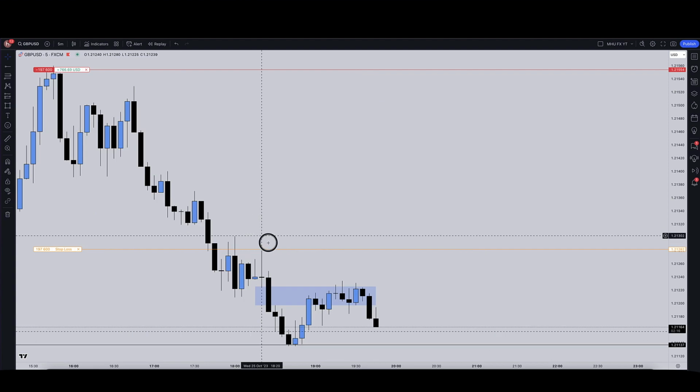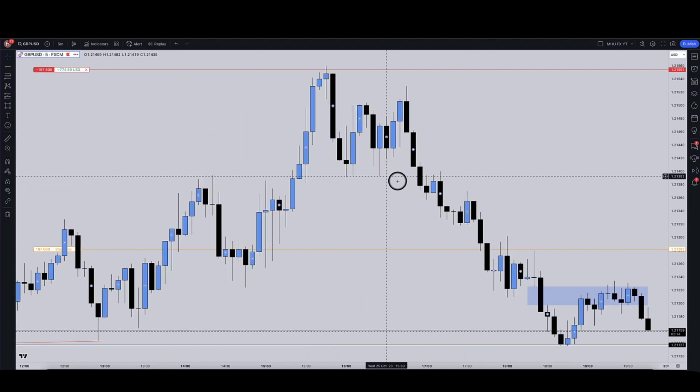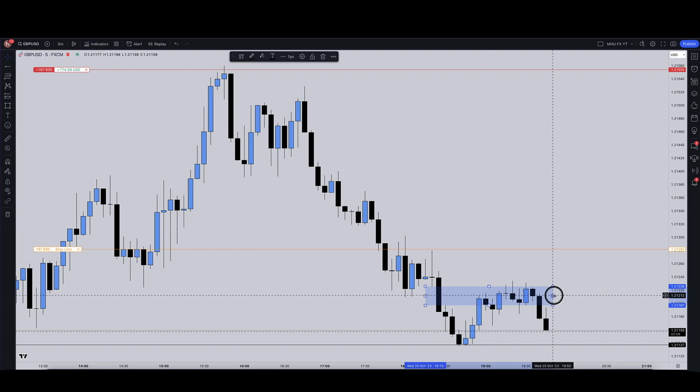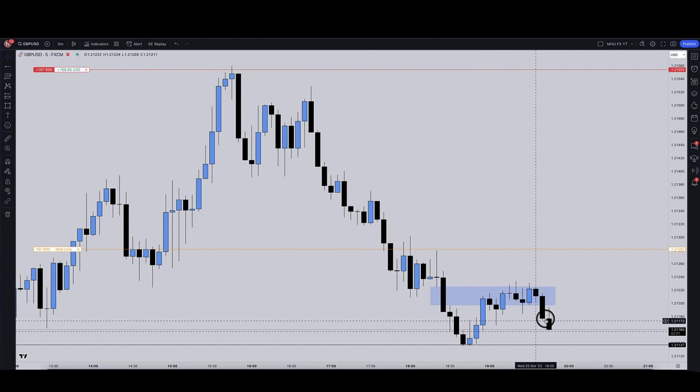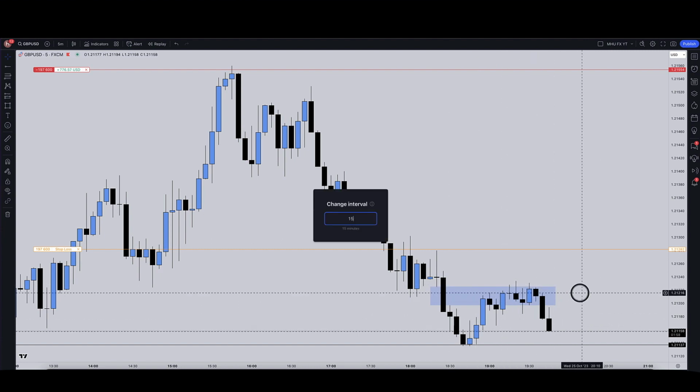All right, guys, so we are back again with an update. So you guys can see what is going on. I told you guys, this is the imbalance or the fair value gap that I wanted to see hold. And as you can see, it's held pretty nicely. And now we are dropping again.